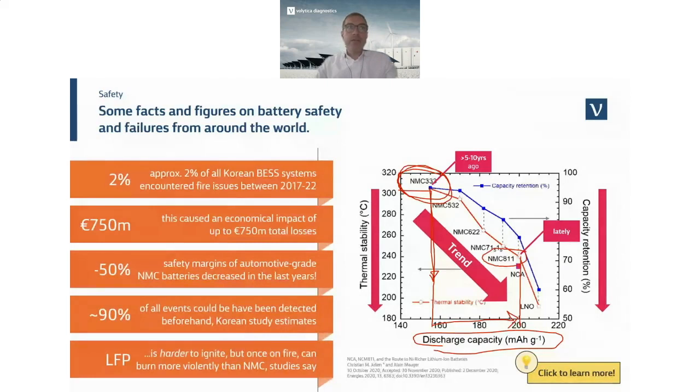In Korea, there are rumors or numbers, estimations, that 2% of BESS systems burned because of electronics problems and wiring problems, and also because of battery problems. And as I said before, LFP is harder to ignite, less susceptible, but still if they burn, they are burning also very violently. So don't just buy LFP and think they are inherently safe. They can also cause some form of safety risks.